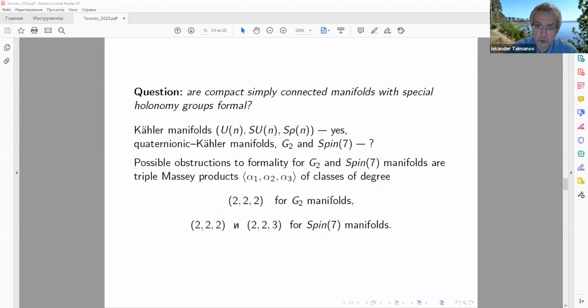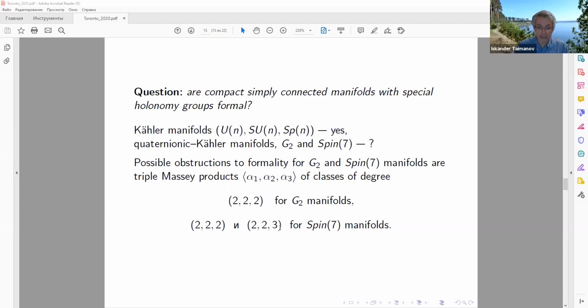What could be possible obstructions to formality, keeping in mind that the manifold is assumed to be simply connected? The first Betti number vanishes, the fifth Betti number vanishes, and the sixth Betti number vanishes in the 7-dimensional case. The only possibility would be the existence of non-trivial Massey products of elements of degree 2, and this product would be of degree 5. For Spin(7), there are two possibilities: a similar product of degree 5, and the product of elements of degree 2 and 3 of degree 6. So there are two possibilities for the simply connected case.